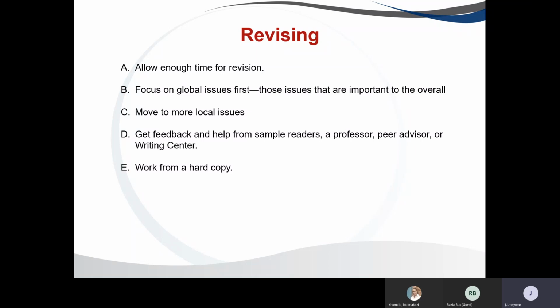It's always nice when students go to their tutors and the writing centers with a draft. The draft of course doesn't have to be perfect, but just knowing that the student has worked on this gives the tutor or the writing assistant something to work with.